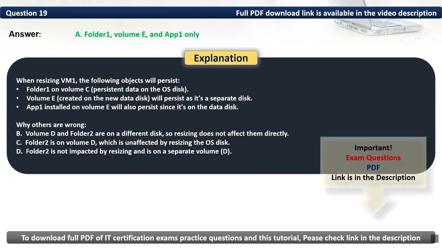When resizing VM1, the following objects will persist. Folder1 on volume C, persistent data on the OS disk. Volume E, created on the new data disk, will persist as it is a separate disk. App1 installed on volume E will also persist since it is on the data disk.